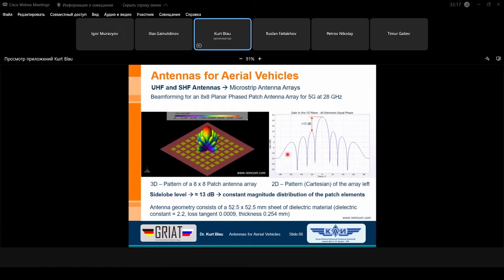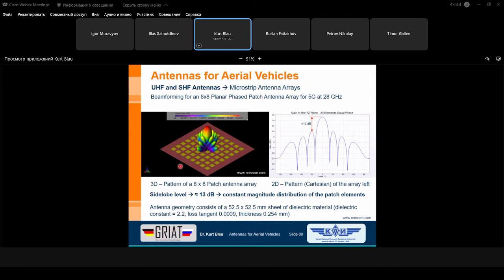And here we have some examples. Here we have an array of 8 by 8 elements, meaning 64 elements completely. We have the well-known side lobe level of 13 dB if all elements are excited with the same magnitude, which you can see here. This is the first side lobe, the other ones are smaller.